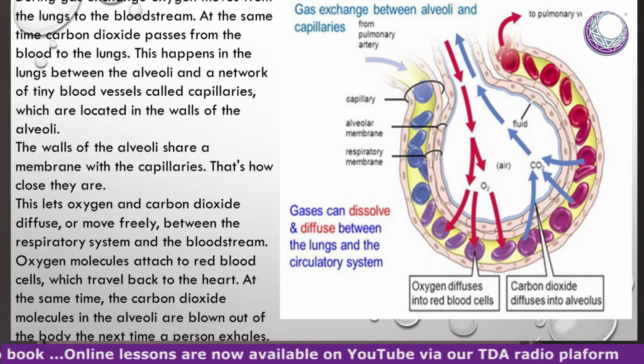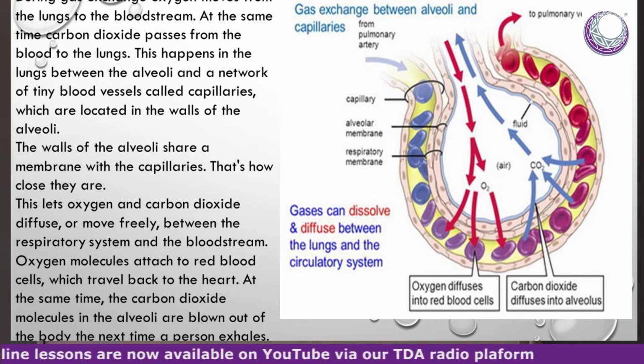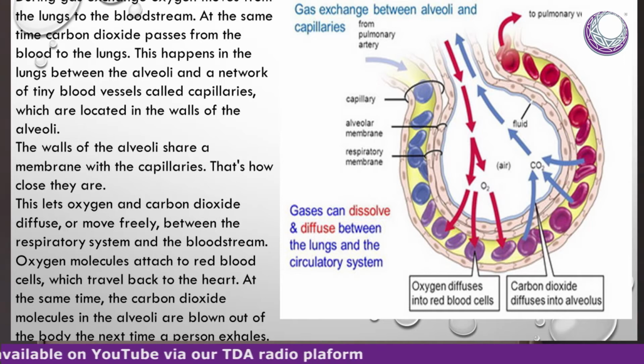So, during gaseous exchange, oxygen moves from the lungs to the bloodstream. At the same time, carbon dioxide passes from the blood to the lungs. This happens in the lungs between the alveoli and a network of tiny blood vessels called capillaries, which are located in the walls of the alveoli.